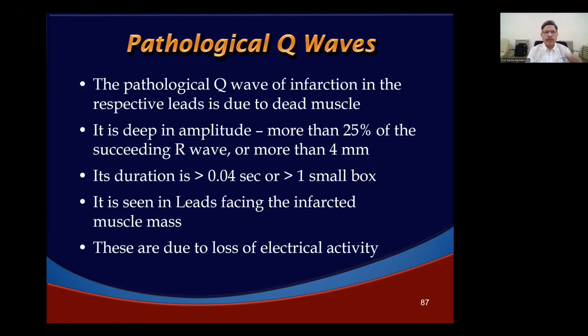Okay. What is a pathological Q wave? A Q wave of infarction is deep in amplitude, more than 25% of the succeeding R wave or more than 4 millimeters. Duration is more than 0.04, that is one small box, or more than that. It is seen in leads facing the infarcted muscle, and not only in L1, it could be in any one of the chest leads, due to loss of electrical activity from infarction.